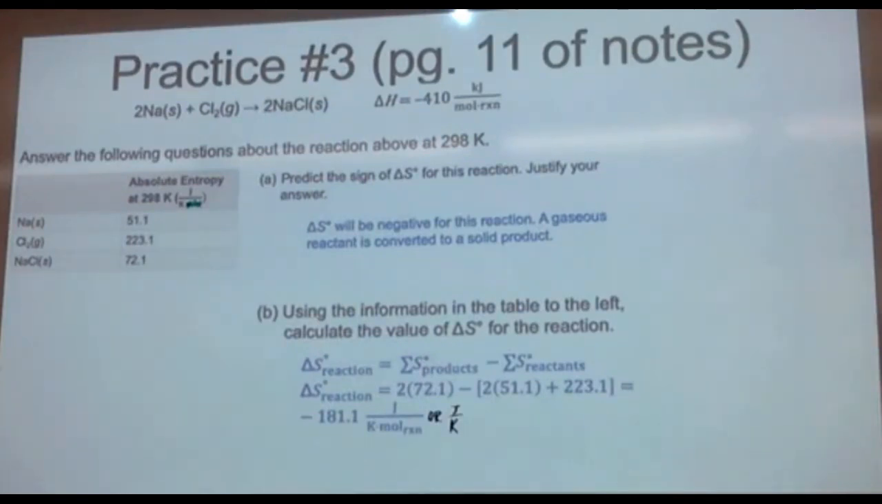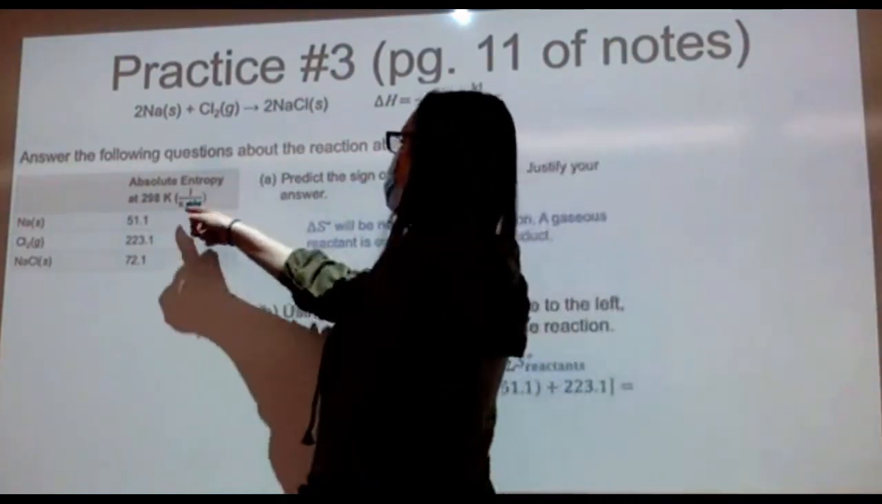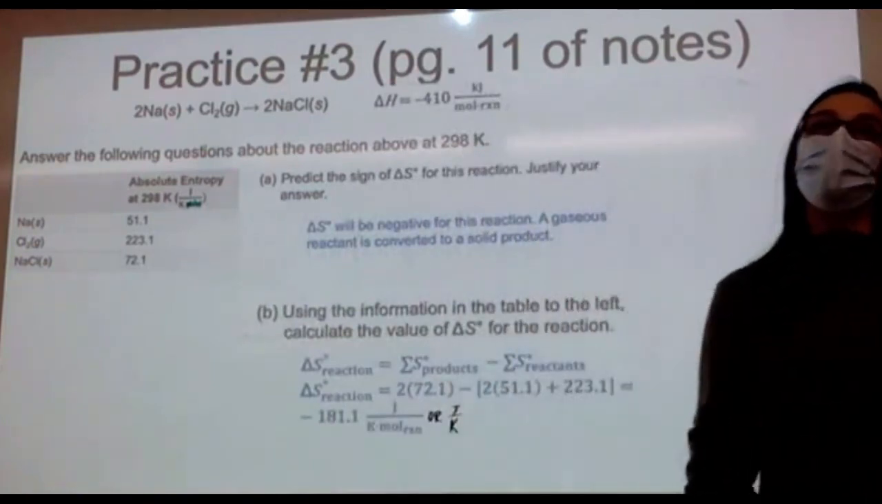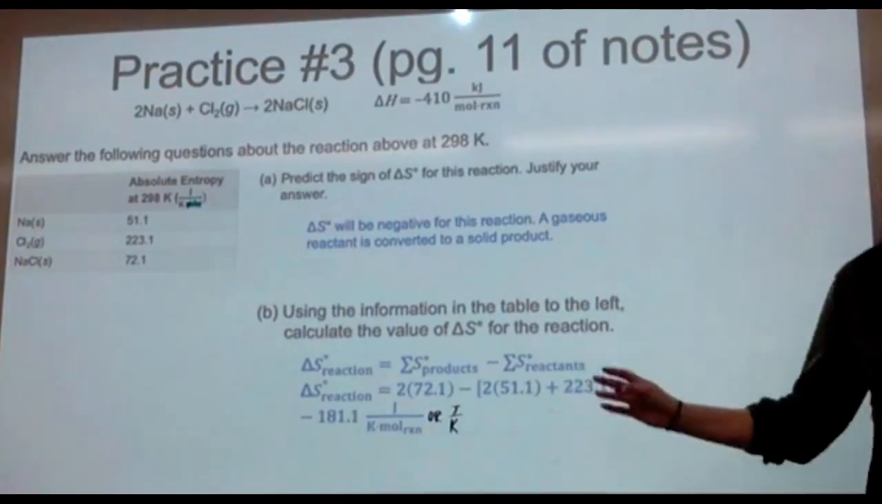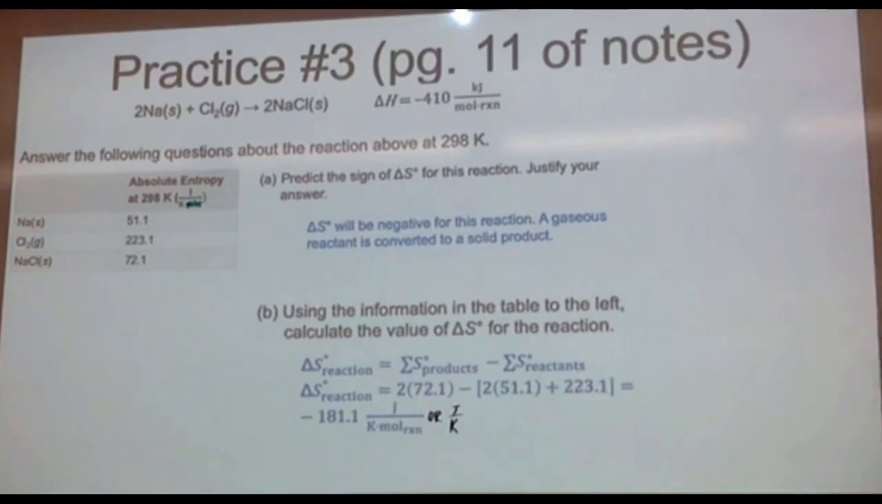So on tests, quizzes, the AP test, they give you your values of delta S to plug in if you need to use this equation. Mastering will have you use Appendix C, and it'll say use Appendix C for the values. So you have to find those values on there. Any questions on any of the three practice problems?